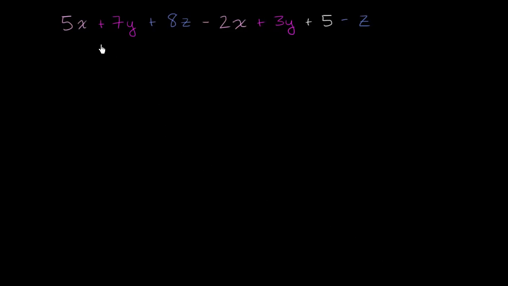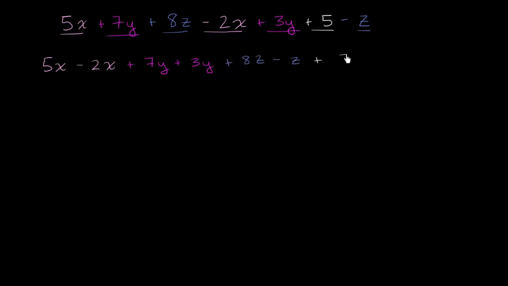And it might help if we were to actually reorder the terms in this expression. So let me put all the x terms first. So I have 5x, that's that term, minus 2x. Then I have plus 7y, plus 3y. Then I have plus 8z, and then minus z. And then the last term that I haven't included yet is that plus 5, this plus 5 right over here.